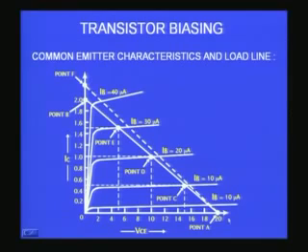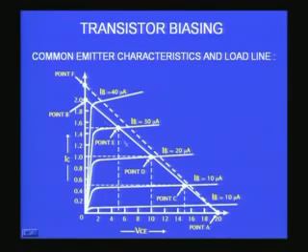This corresponds to, for example, 15 volts when I have about 0.5 milliamperes into 10K. This corresponds to 10 volts when I have 1 milliampere IC. This corresponds to 5 volts, that corresponds to 1.5 milliamperes on the IC.